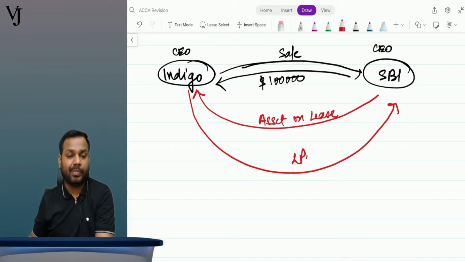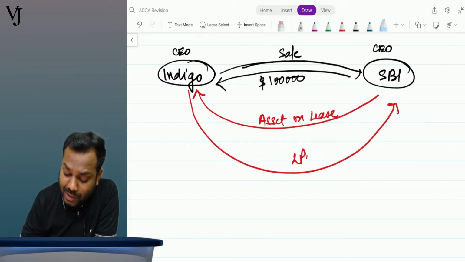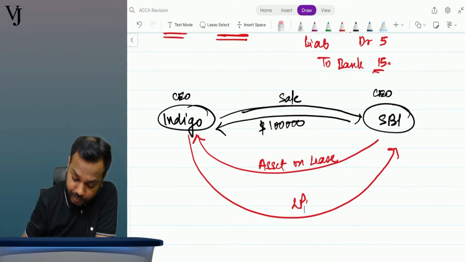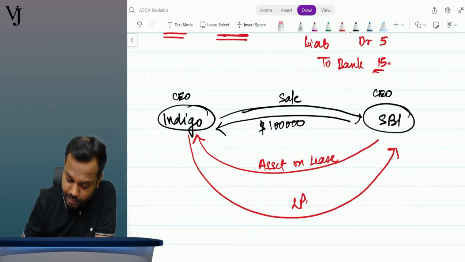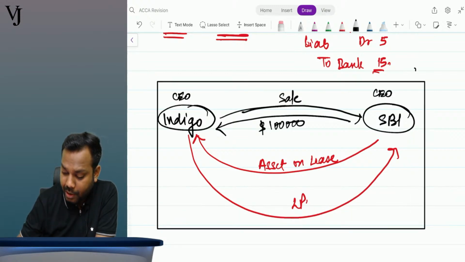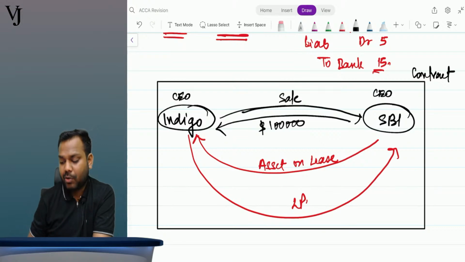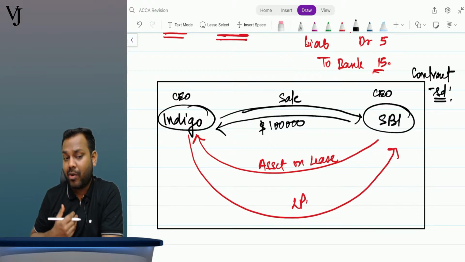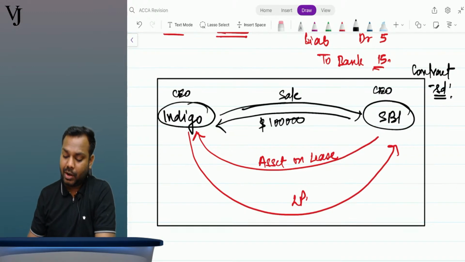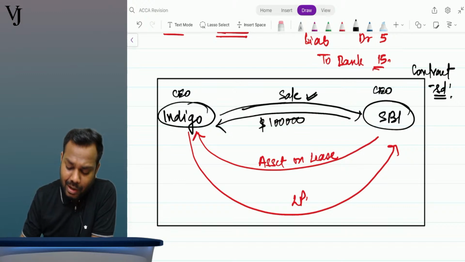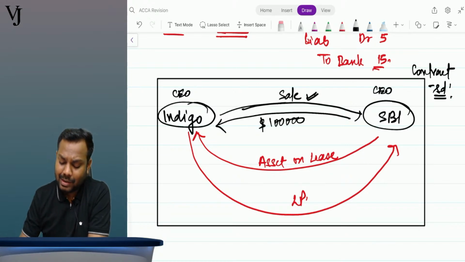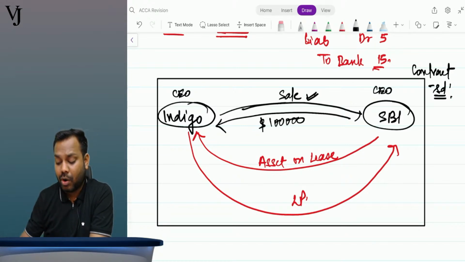Now understand, this is what the contract is. Now, once the contract is signed, after that I am assessing it. Now I say that okay, this sale satisfies the transfer of control criterion, and hence this is a sale transaction. So I will record the journal entry for sale, and I will record the journal entry for leaseback.